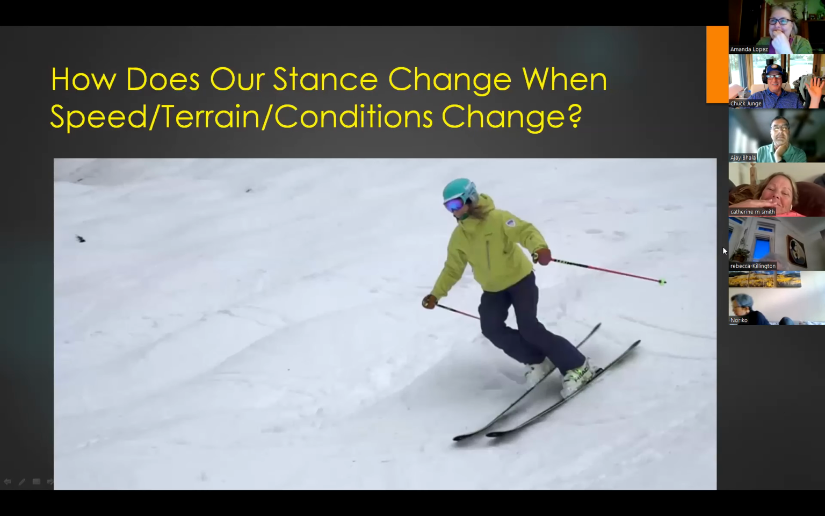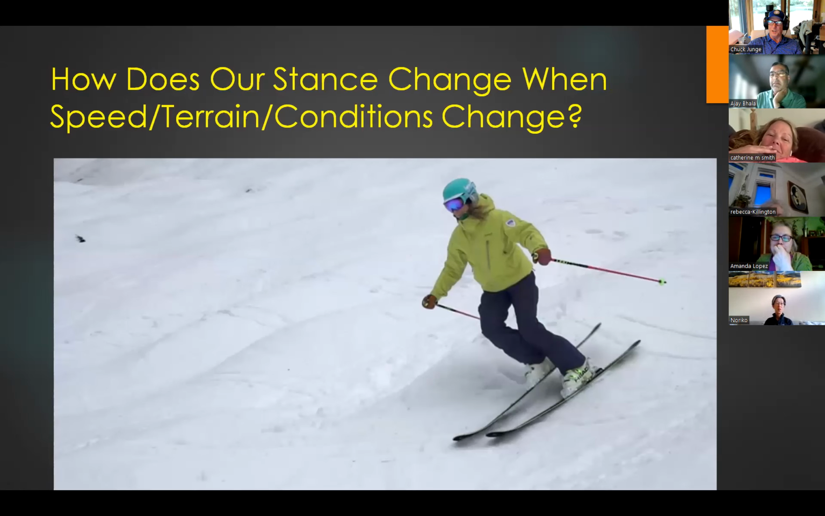All right, back to the thing here. How does our stance change? Does our ability to move fore and aft change as the speed, the hill, and the conditions change? This is popcorn style. What do you think?